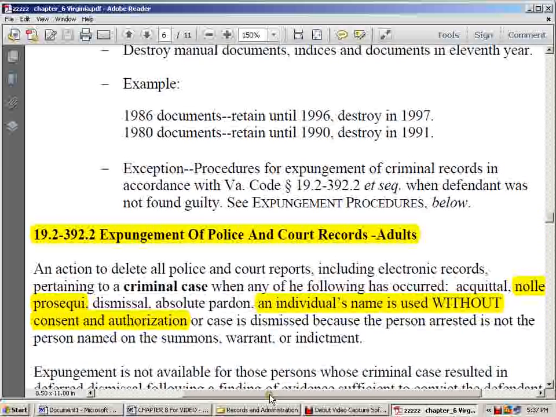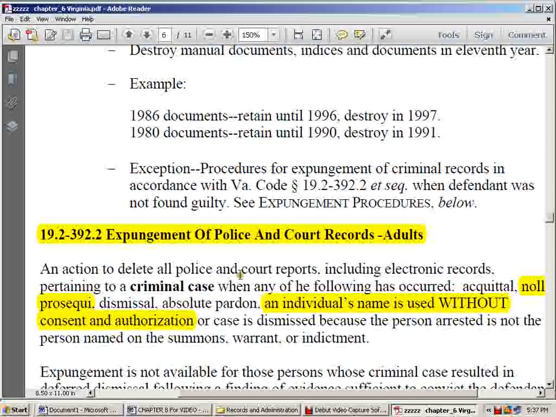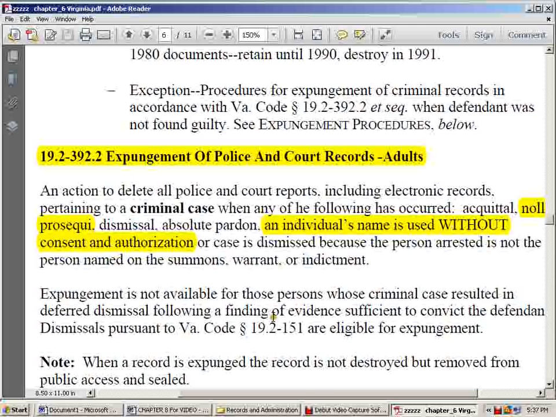Expungement of police and court records, adults. An action to delete all police and court reports, including electronic records, pertaining to a criminal case when any of the following has occurred: acquittal, nolle prosequi, I mean they didn't prosecute, dismissal, absolute pardon, an individual's name was used without consent and authorization, or the case is dismissed because the person arrested is not the person named on the summons, warrant, or indictment. You can have it expunged.